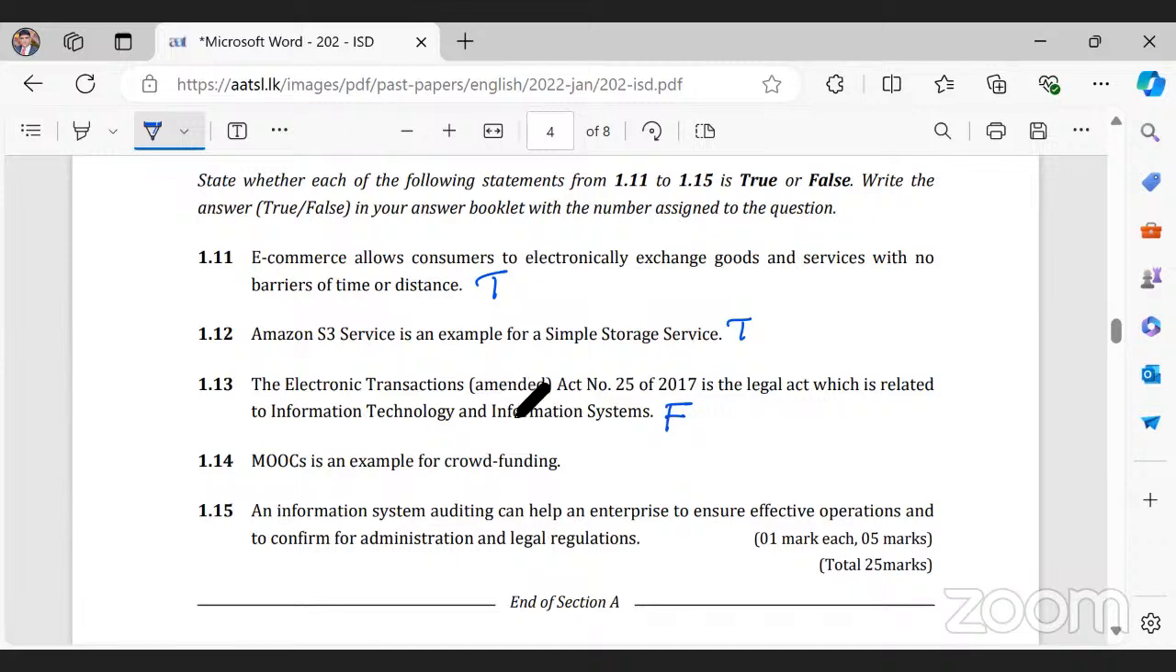MOOCs is an example of crowdfunding. MOOCs stands for what? Massive Open Online Courses. This is not crowdfunding. That is also false. An information system audit can help an enterprise ensure effective operations and confirm compliance with administration and legal regulations, and information system security auditing is required for this.